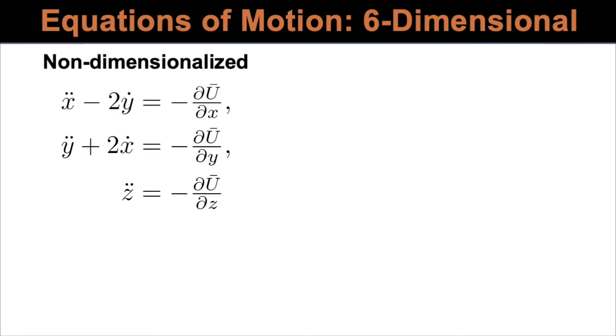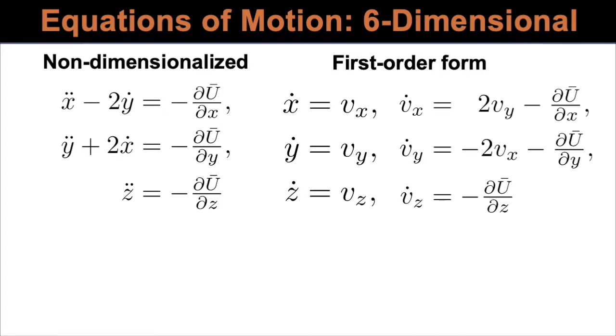And then on the right-hand side, these are partial derivatives of that effective potential. If we write it in first-order form, this just means we separate out the velocities. So x dot is vx, and then how does vx change with time? This is showing our six states, x, y, z, and the velocities, vx, vy, vz, in the rotating frame.